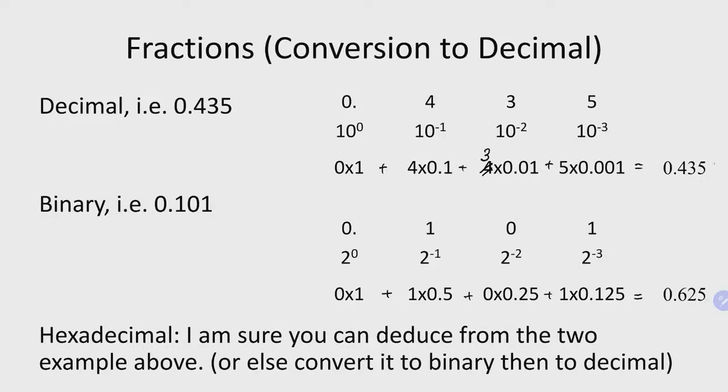Okay, so I'm not going to go through the hexadecimal because I'm sure you can deduce that from what we have shown in these two examples. If you have a fraction in hexa, it's just multiplied by 16 to the power -1 for the right positions of the decimal place, and then 16 to the power -2, 16 to the power -3, and so forth. If you're unable to deduce that, another way to do it is to convert it to binary first and then use this method to convert it to decimal.